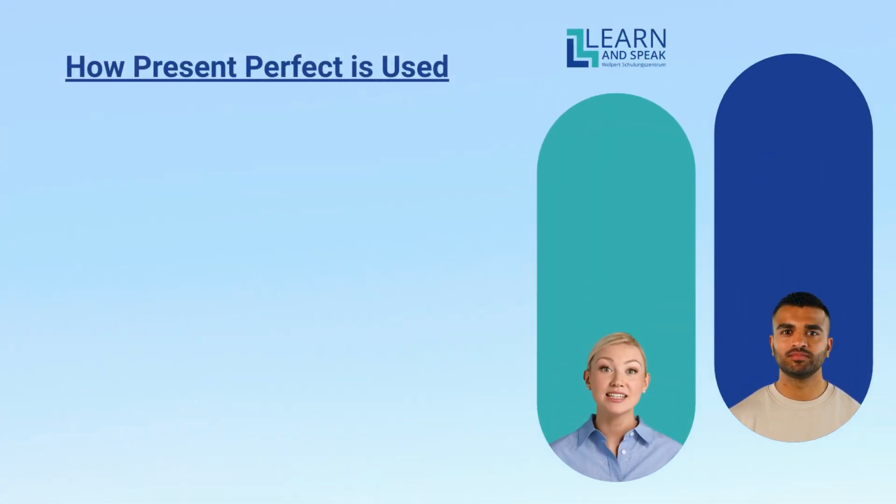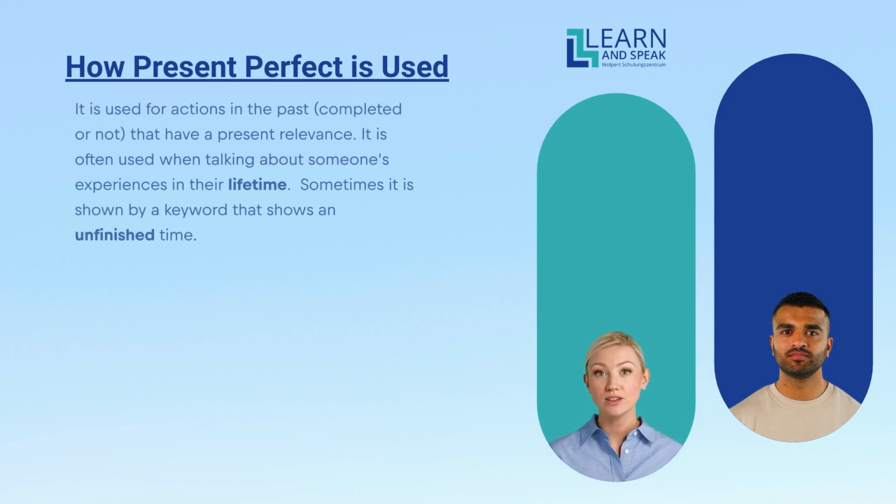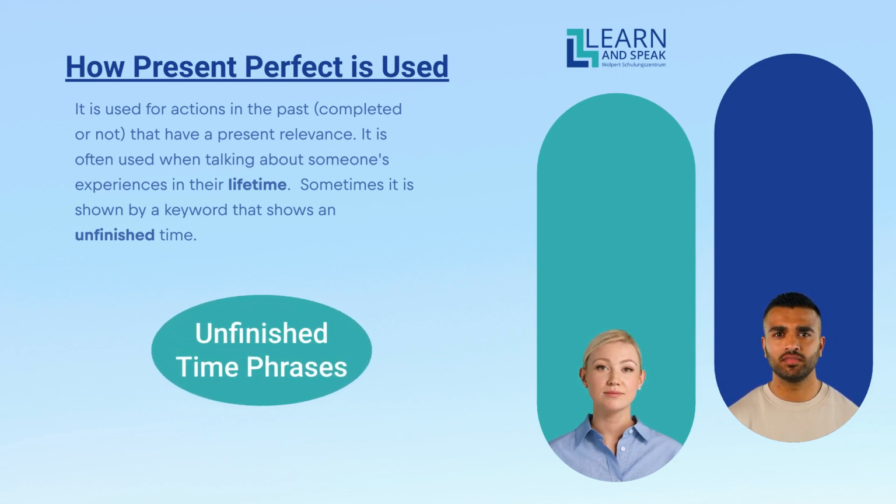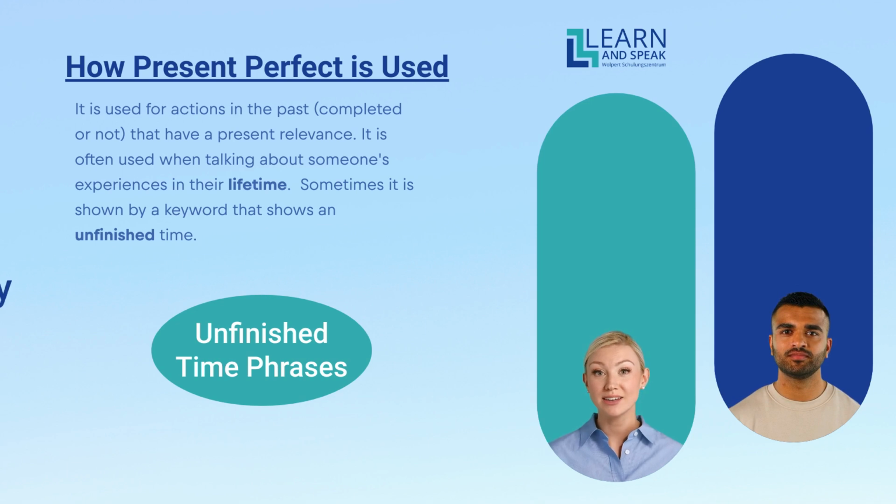The present perfect tense is used for actions in the past, completed or not, that have a present relevance. It is often used when talking about someone's lifetime. Sometimes it is shown by a keyword that shows an unfinished time. The key word here is unfinished time. There are specific times in English that are examples of unfinished times. And when you hear them, or it is understood from the speaker, you know present perfect is appropriate. Some of these keywords include today, anything with this, for example, this week or this year.